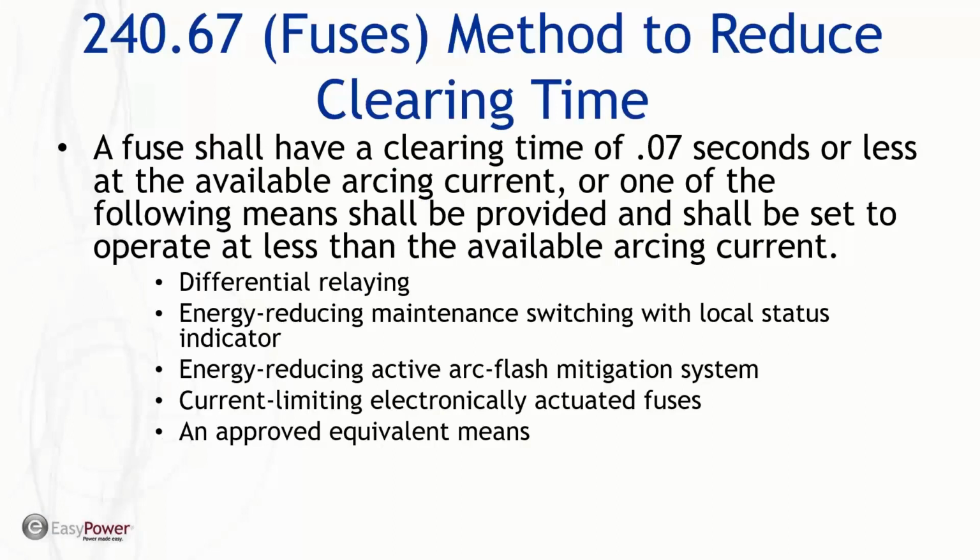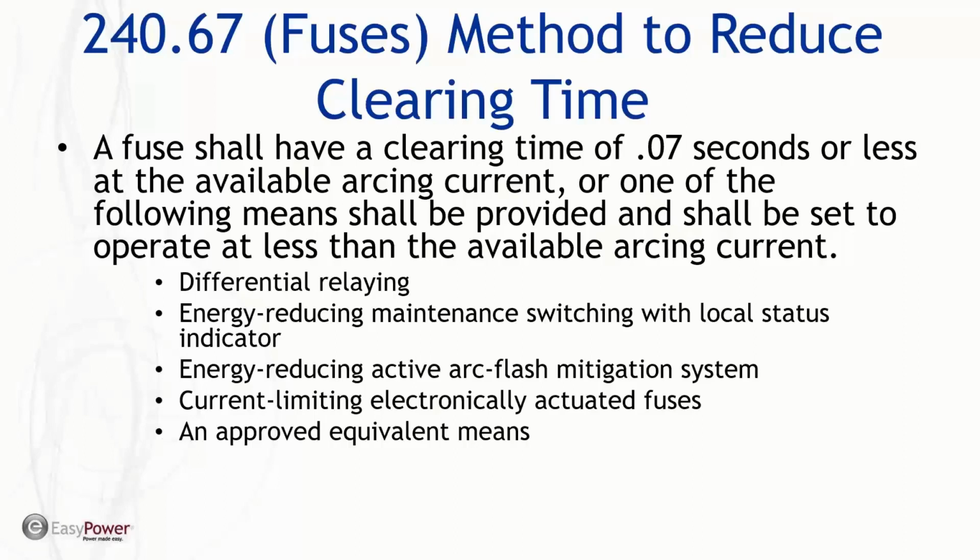So the recommendation then for methods to reduce arc clearing time or energy is the fuse shall have a clearing time of 70 milliseconds or less at the available arcing current, or one of the following means shall be provided and shall be set to operate at less than the available arcing current. First is differential relaying, energy reducing maintenance switching with local status indicators, energy reducing active arc flash mitigation systems, current limiting electronically activated fuses, or an equivalent approved method.